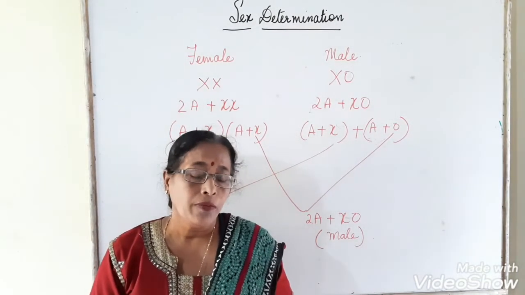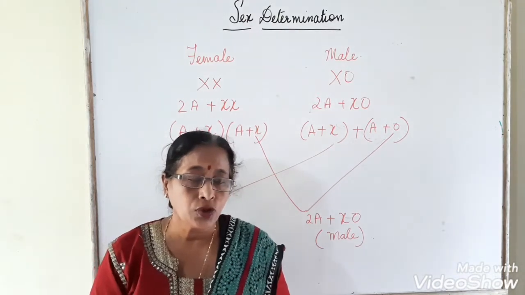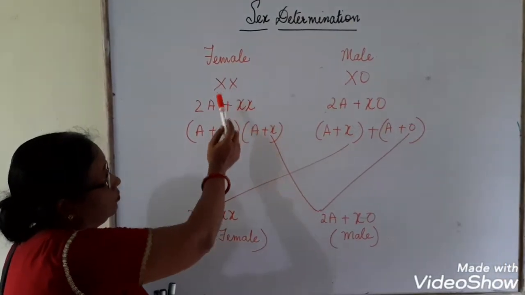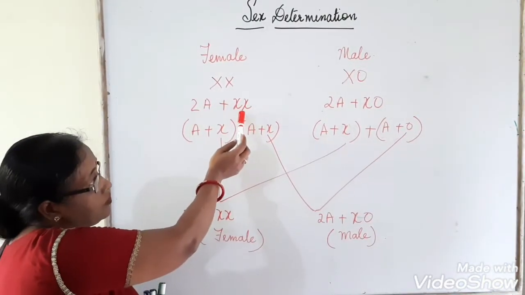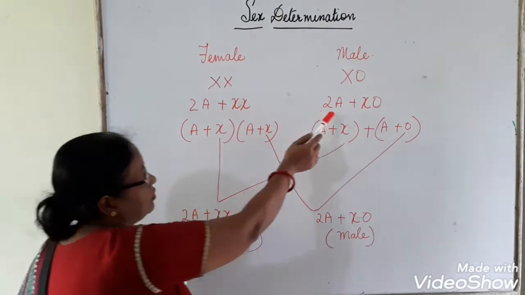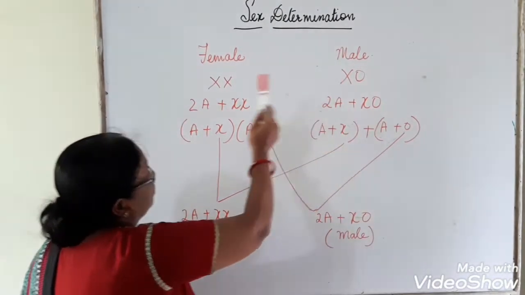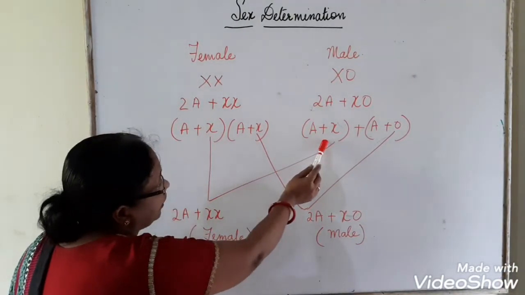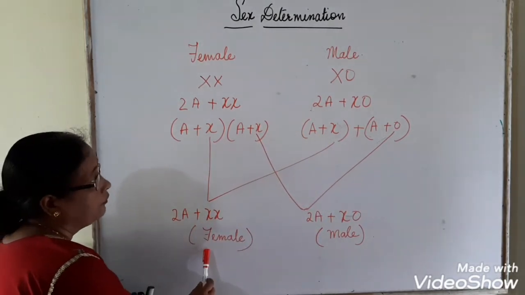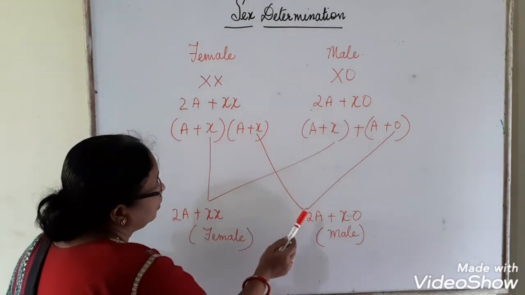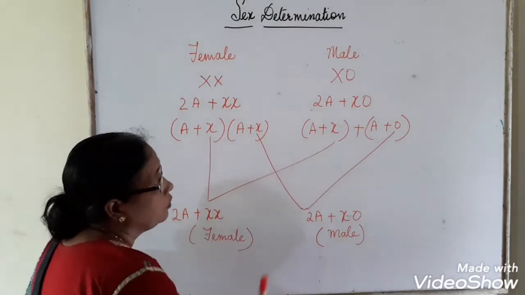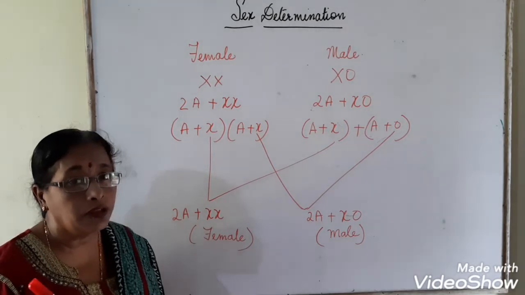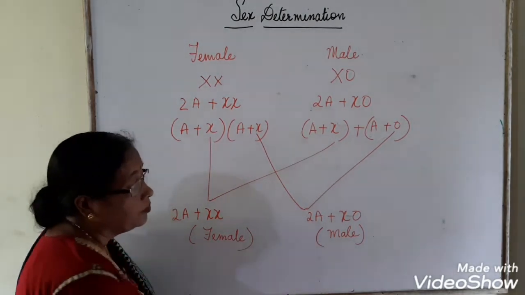Now let us understand by plotting a cross the XX and XO type of sex determination. The females have got X and X chromosomes, which is designated as 2A plus XX. Males have got XO type of chromosome, which is designated as 2A plus XO. If the X chromosome of the female fuses with the X chromosome of the male, then the progeny will be female. And if the X chromosome of the female fuses with the sex chromosome which does not contain X chromosome, then the progeny will be male.